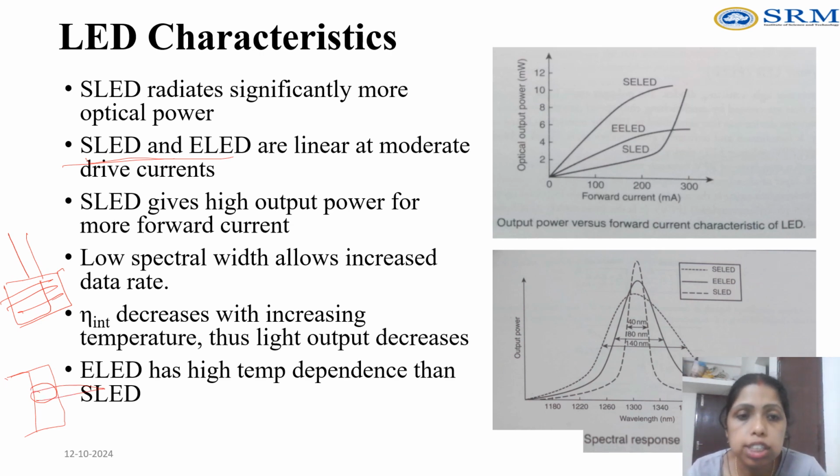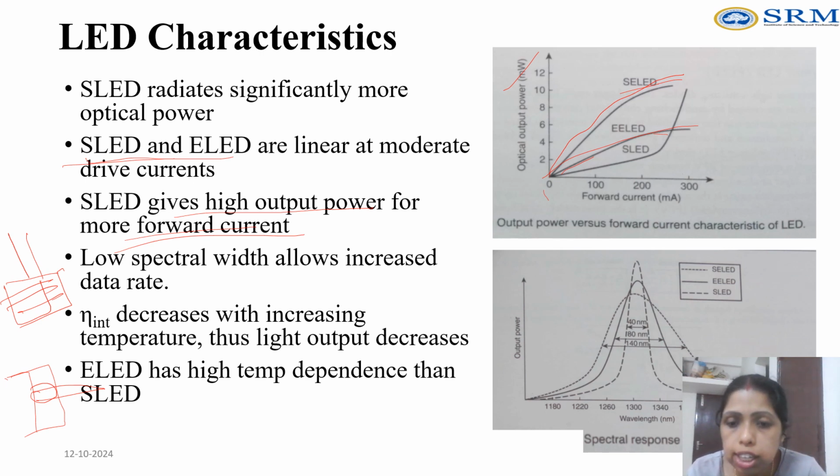That is why the surface light emitting diode can give more power as compared to the edge emitting diode. In this diagram you can see the forward current versus the optical power. The surface light emitting diode can provide more power as compared to the edge light emitting diode. It can radiate more power, which means more forward current is required for high optical power.